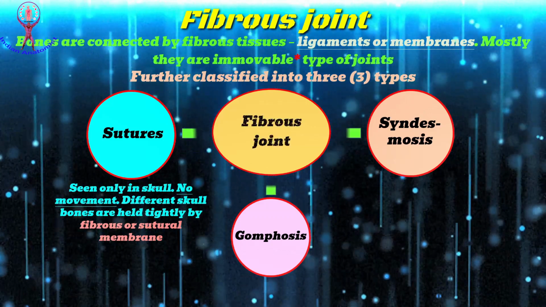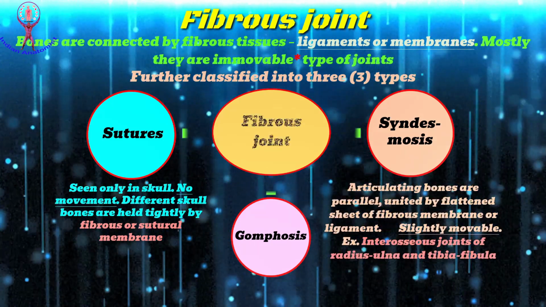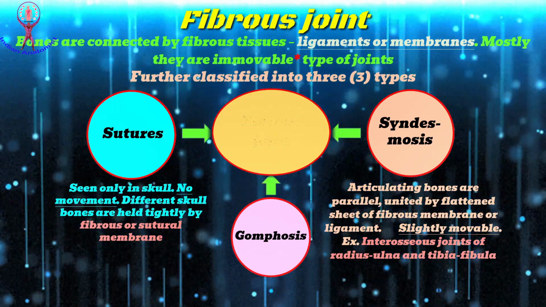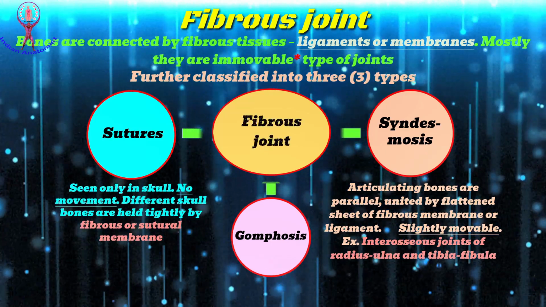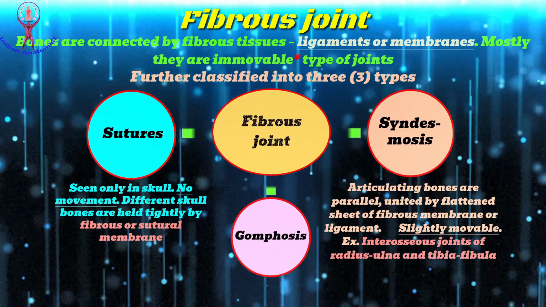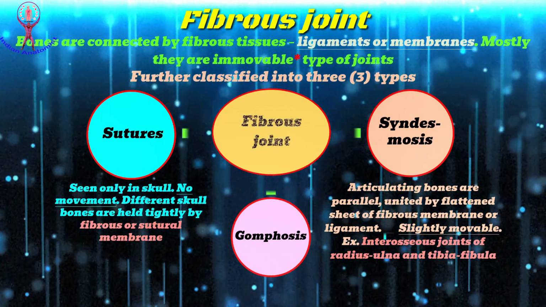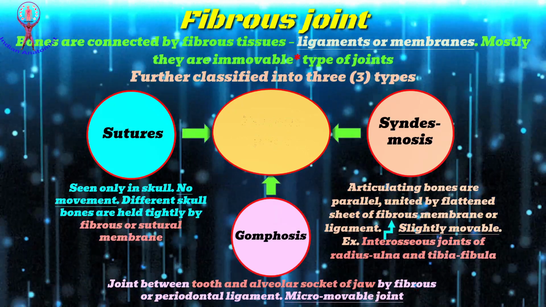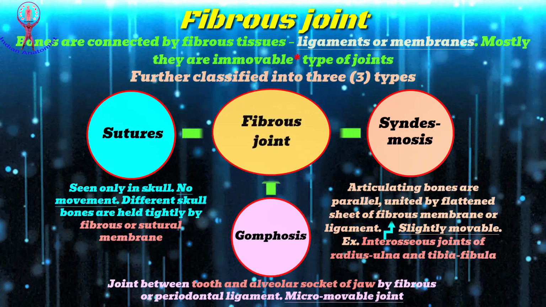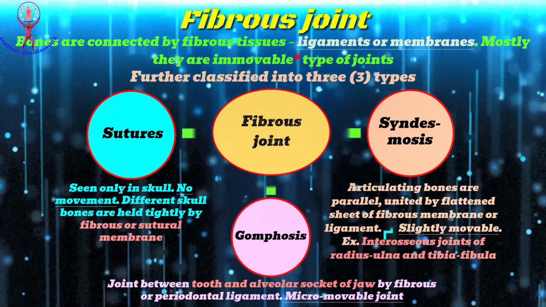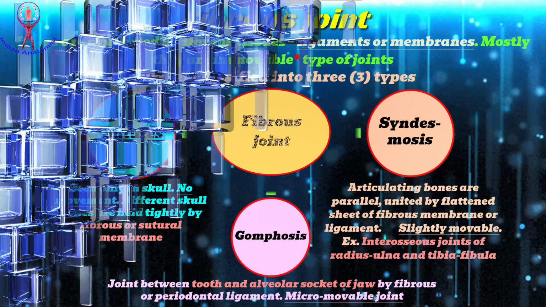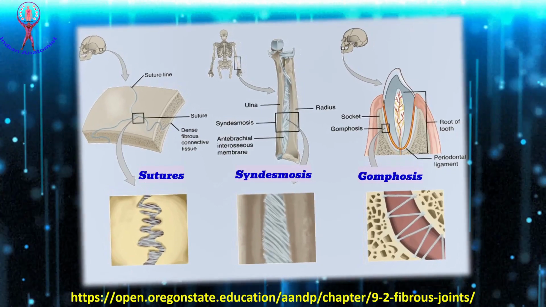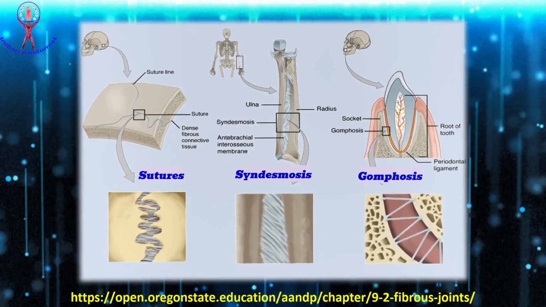Number 2 is syndesmosis. Articulating bones are parallel, united by a flattened sheet of fibrous membrane or ligament. Slightly movable. Example, interosseous joints of radius and ulna and tibia and fibula. And the third type of fibrous joint is gomphosis or peg and socket joint. This joint is present between the tooth and alveolar socket of jaw bones, by the fibrous or periodontal ligament. These are micromovable joints. This image shows the different types of fibrous joints: sutures, syndesmosis or interosseous joints, and gomphosis.